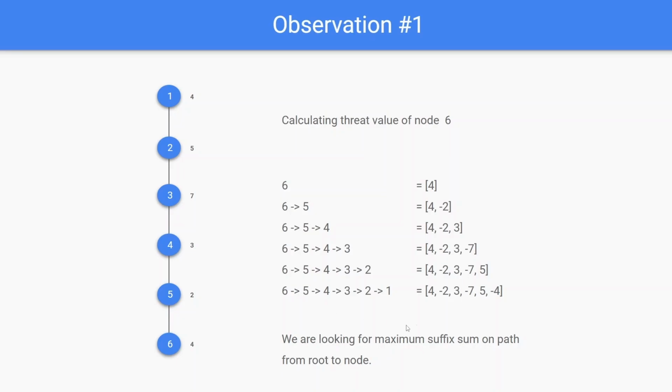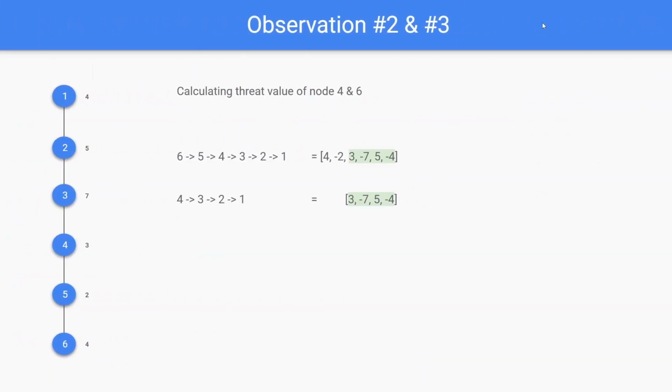So from root to every single node, what you are looking for is a maximum suffix sum on the path from root to that node, right? All of this is nothing but the suffix of 4 minus 2, 3 minus 7, 5 minus 4, which is the path from root to the node, right? So what we are looking for is a maximum suffix sum on the path from root to a certain node. So this is what we are looking for, right? All right, so let's have a look at observation 2 and 3.